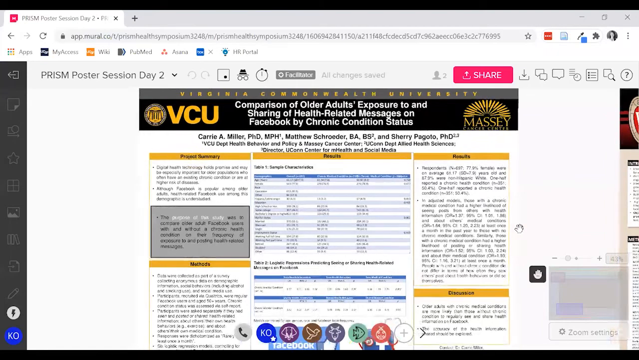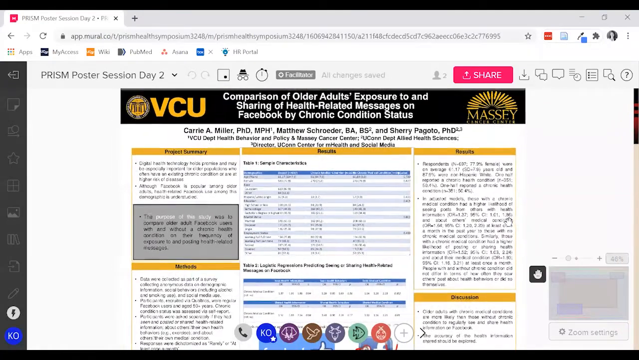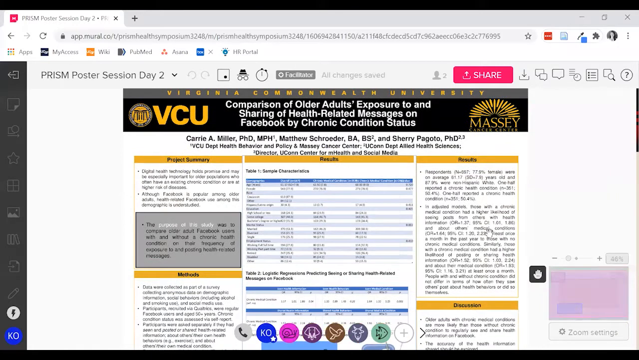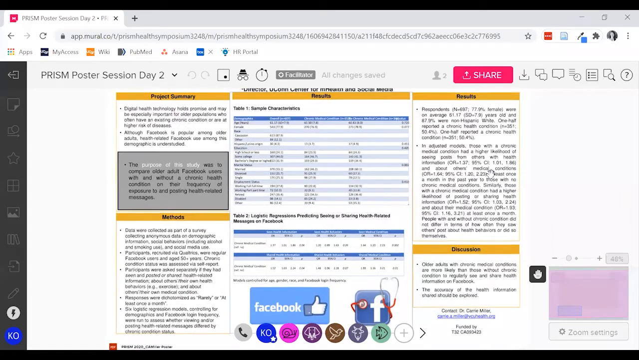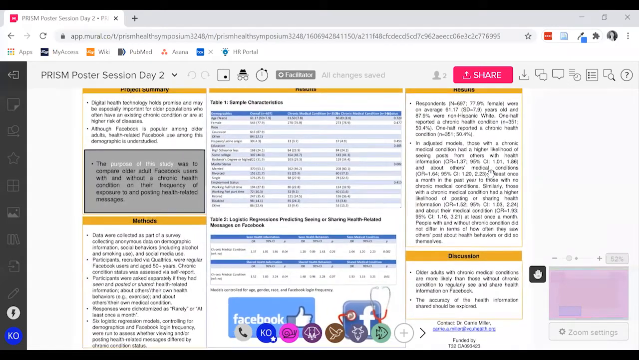Hi everyone. My name is Carrie Miller, and I'm a postdoctoral scholar at Virginia Commonwealth University, and I work with Bernard Femler. I had the privilege of analyzing these data that were collected by my colleagues at the University of Connecticut. The data were collected as part of a larger online survey administered via Qualtrics, and to be included in these analyses, respondents had to be a regular Facebook user, logging on at least once per week, and to be at least 50 years old.